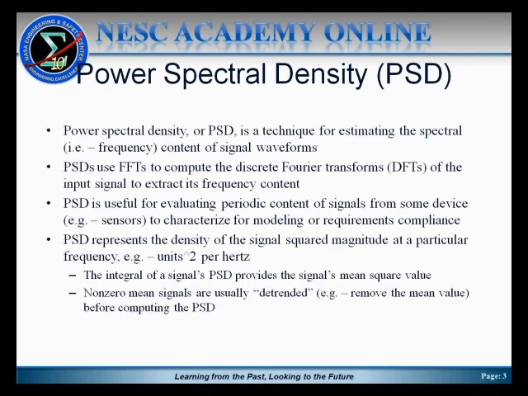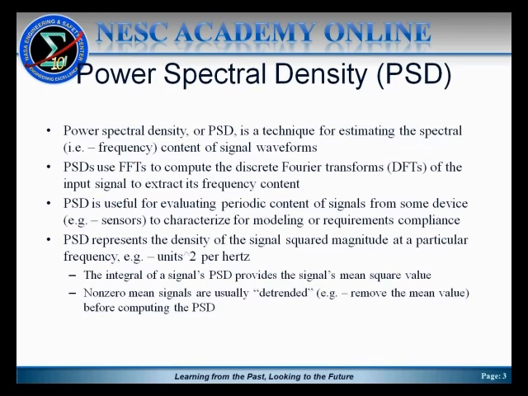And a couple of things are noteworthy about that. The integral of the signal's PSD provides the signal's mean square value. And you can imagine if you integrate a signal that's power, or unit square per hertz, over some frequency range, you will get out the total power, or unit squared. And then the square root of that would provide the signal's RMS value.